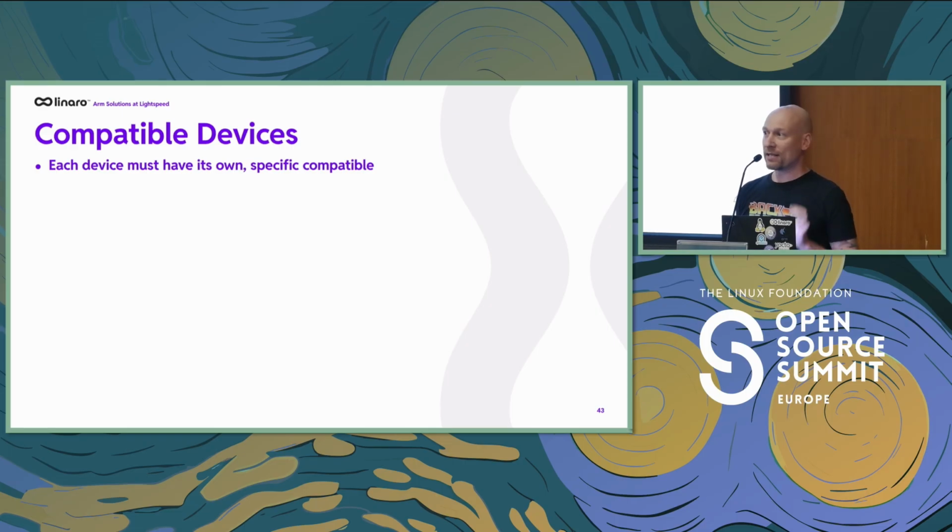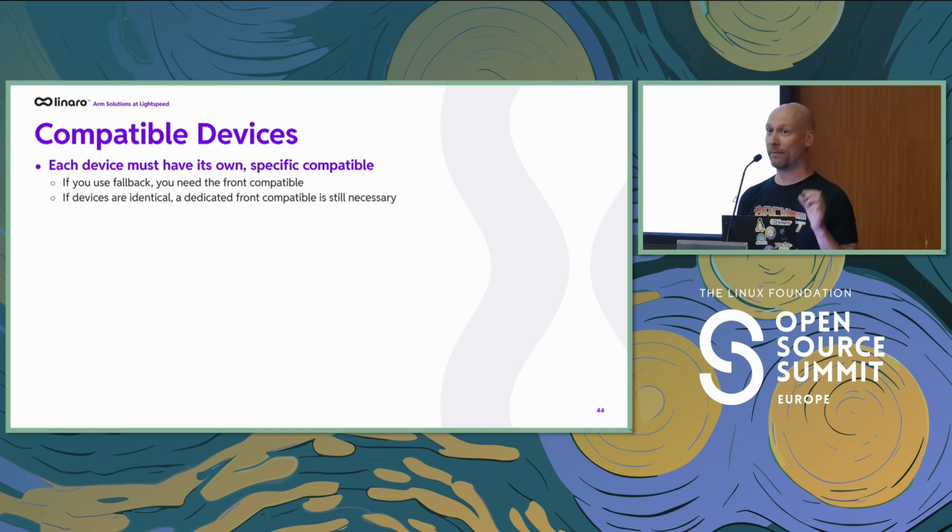And you always need a device-specific compatible. This is also a common mistake, that people reuse compatibles for different devices, which is not what we want. We still want something which is specific per your device. Even if you have a fallback, even if devices are identical, you should have the specific compatible.